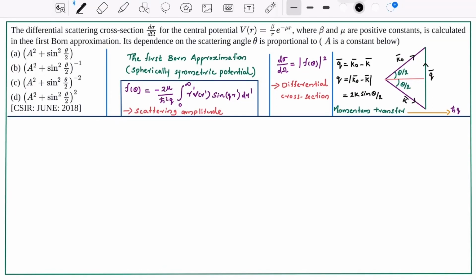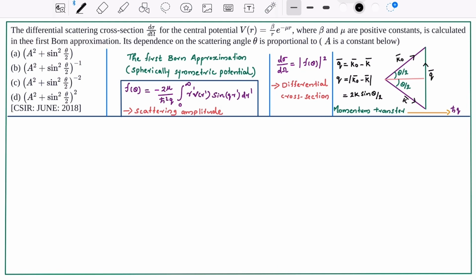Problem 24, Quantum Mechanics. The question is, the differential scattering cross-section dσ/dΩ for the central potential V(r) equal to β/r e raised to minus μr, where β and μ are positive constants, is calculated in the first Born approximation. Its dependence on the scattering angle θ is proportional to.